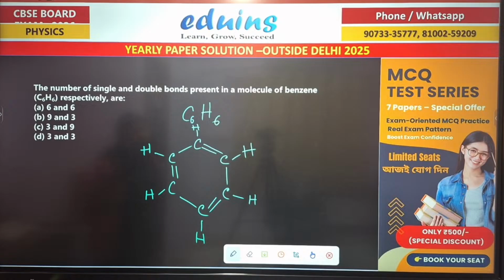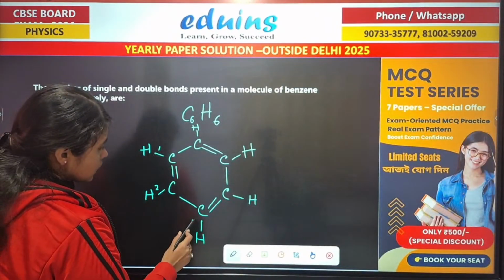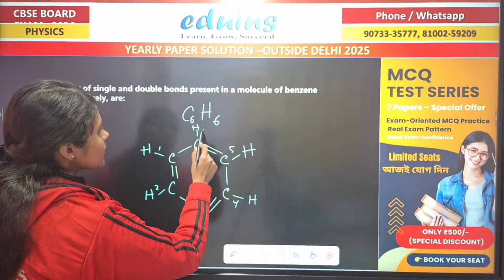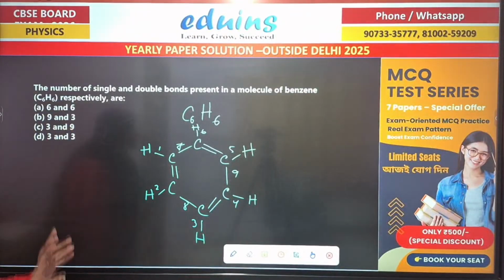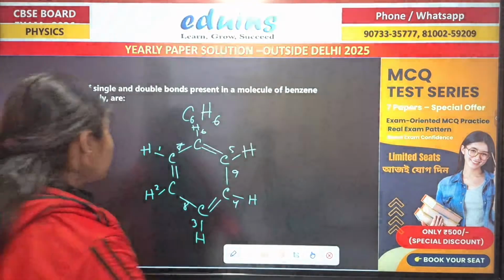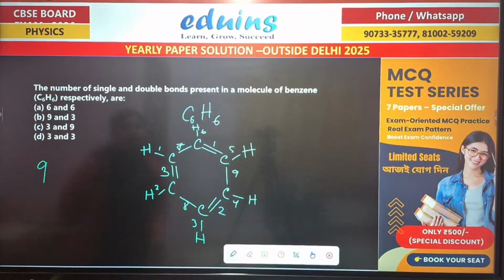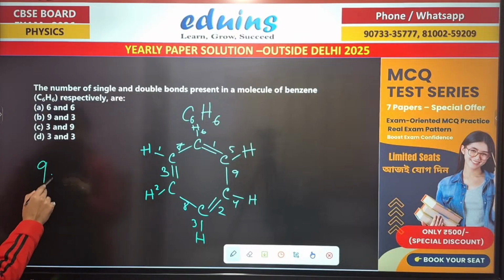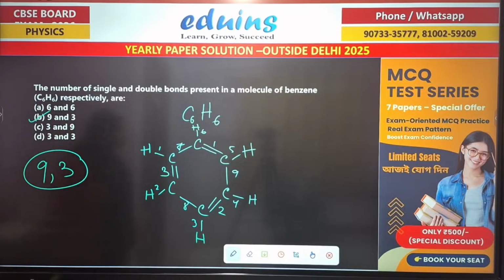Okay. Now we have to count the single bonds and double bonds here. So what will be the number of single bonds here? 1, 2, 3, 4, 5, 6, and 7, 8, 9. So the number of single bonds is 9, and the double bonds, let's count together. 1, 2, and 3. So there are 3 double bonds. Okay. So option B, 9 and 3, becomes the right option. So the correct option is option B.